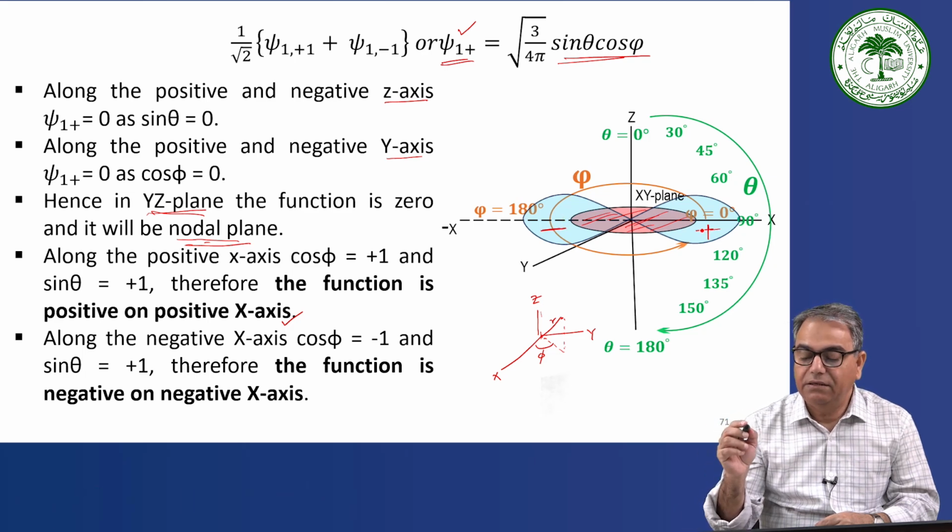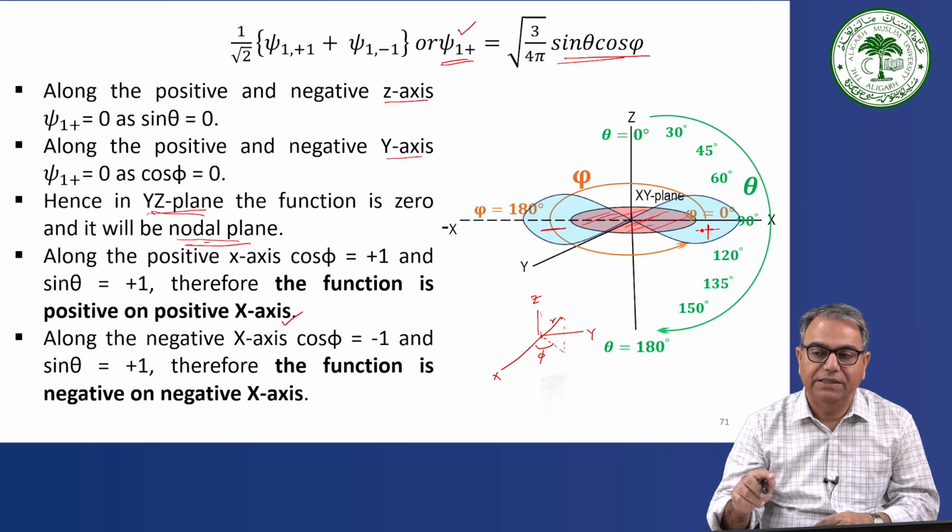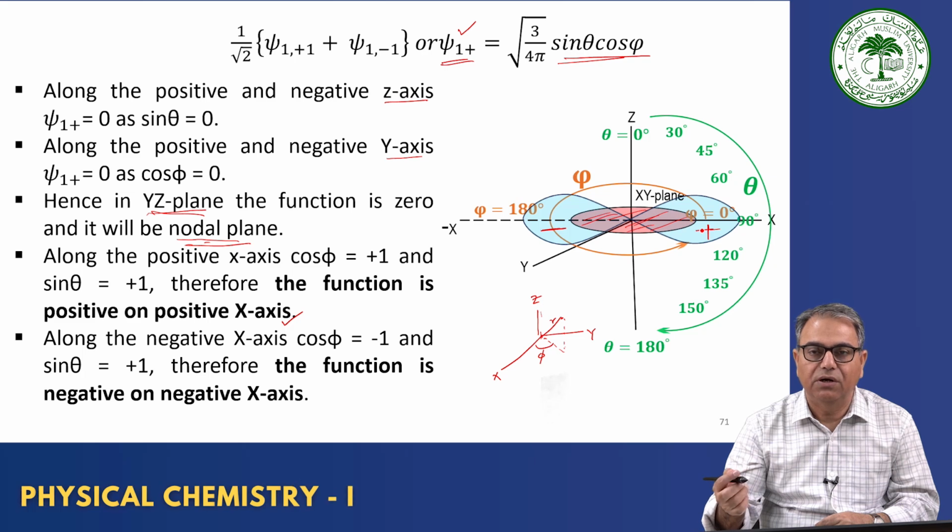Again, this fact was known to you. You say that px orbital is one where the lobes are in the x direction, py orbital is one where the lobes are on the y-axis, and pz orbital is one where the lobes are on the z-axis. So we are getting the same thing. We plotted the cos theta function and we got pz orbital. We are plotting sin theta cos phi and we are getting px orbital.